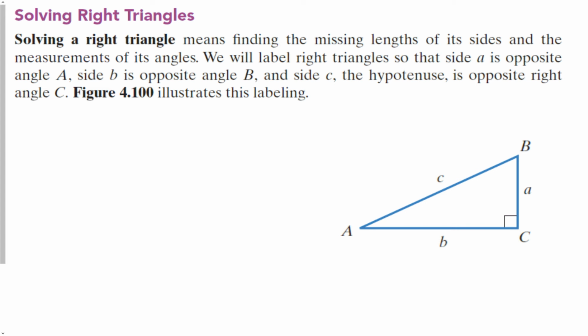A note on our notation. If you notice that angle A is right there, side A is the side across from that angle. Angle C is always going to be our right angle, and side C will always be our hypotenuse. And you can see that side B is across from angle B. Angles are labeled with capital letters, and sides are labeled with lowercase letters.